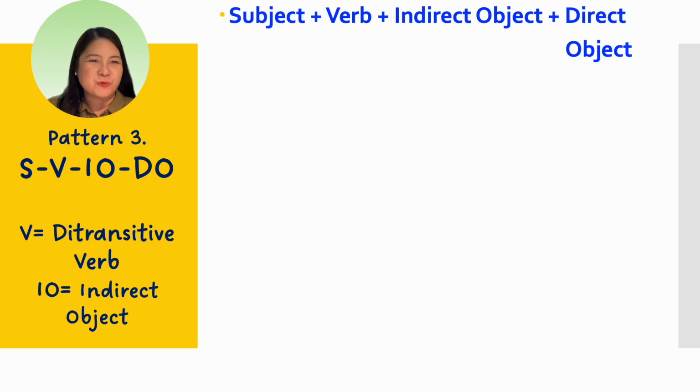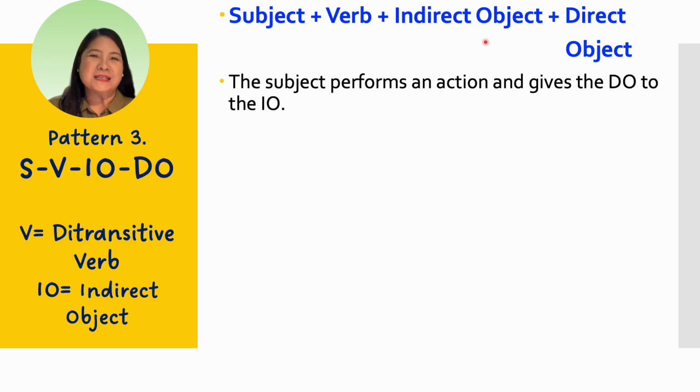What's the difference between the 2? The IO is the receiver of the DO. So it's like this is the receiver of the action, and the receiver of the action is received by the indirect object. Okay? Don't get confused, guys. DO is received by the IO. So usually, IO are persons. Indirect objects pertain to individuals who receive an object.